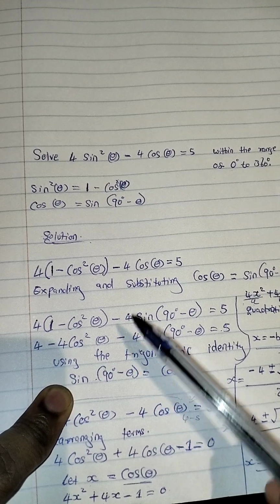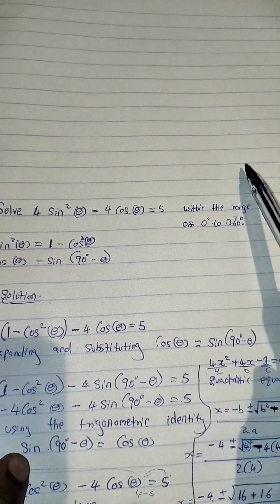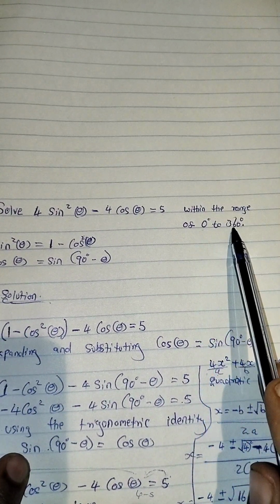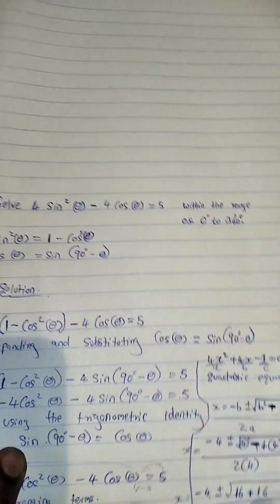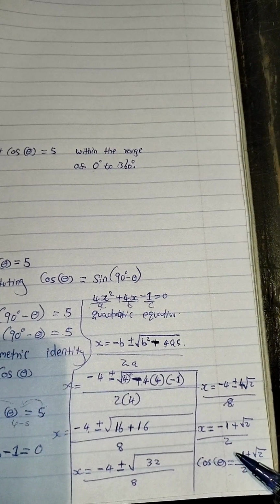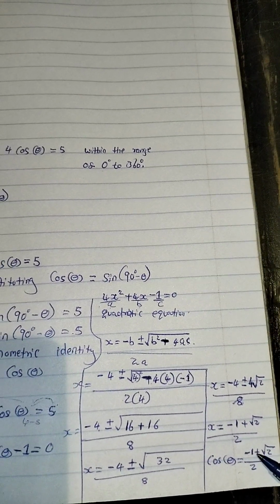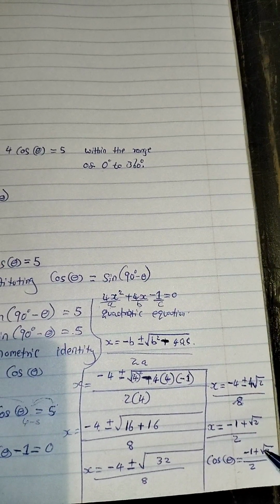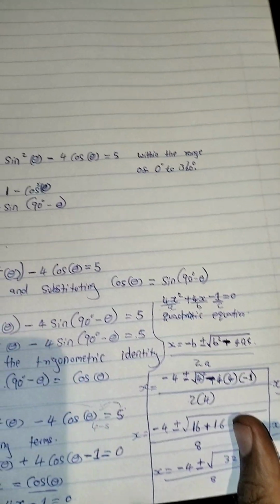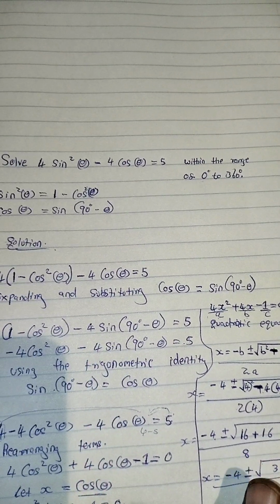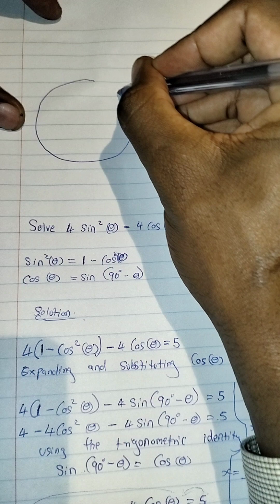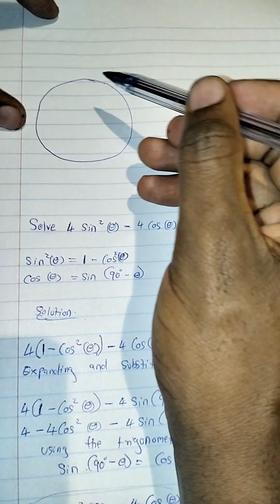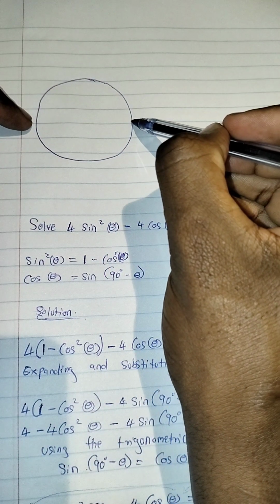So now we are being told that when the range, Lana, is 0 to 360. The first thing you're going to notice is that cos θ = -1 plus square root of 2 over 2, Lana, is the same as saying this is my diagram. And now I want us to check on the diagram together.